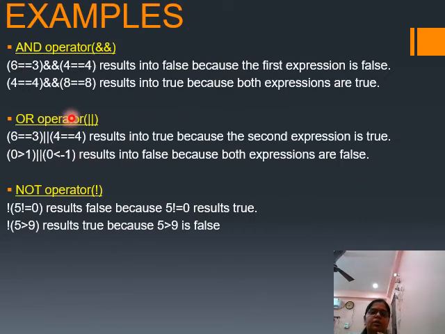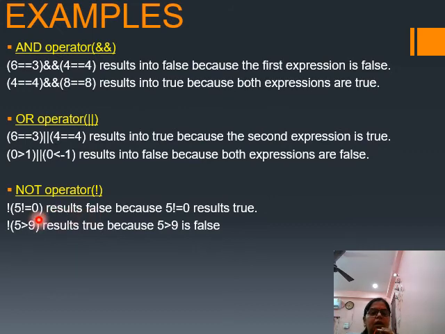Here are examples of the AND operator. 6 equal to 3 and 4 equal to 4 results in false because the first expression is false. In this, 4 equal to 4 and 8 equal to 8 results in true because both the expressions are true. OR operator, see this is an example. This is true because the second expression is true. And see this, it results in false because both expressions are false.